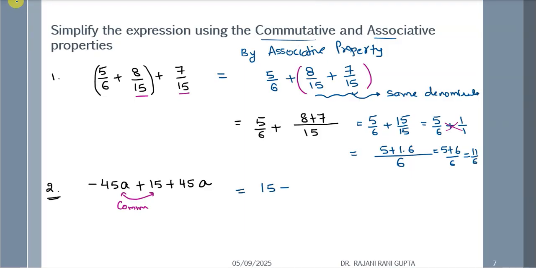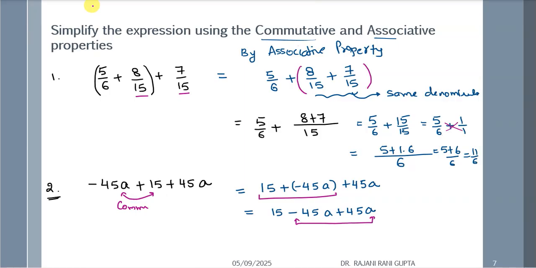15 plus minus 45a and then plus 45a. I wrote plus minus just to show that the sign remains attached. So I applied the commutative property on these two, which we can write as 15 minus 45a plus 45a. Okay. Now, when it comes to simplification, if you simplify these two, what are these things? These two are the same terms but on opposite sides. So you'll get 15 minus or plus, you can write 0. This gives you 15. Okay.